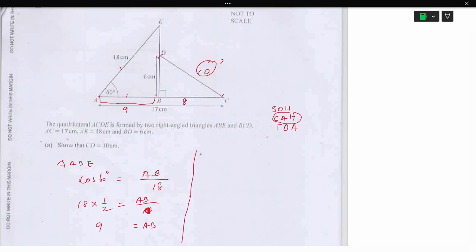So next I'll take triangle BCD. It's a right angle triangle, so I can use Pythagoras rule. Hypotenuse, CD square equal to 8 square plus 6 square, which is 64 plus 36, which is 100. So CD square, CD equal to square root of 100, actually plus or minus is there.